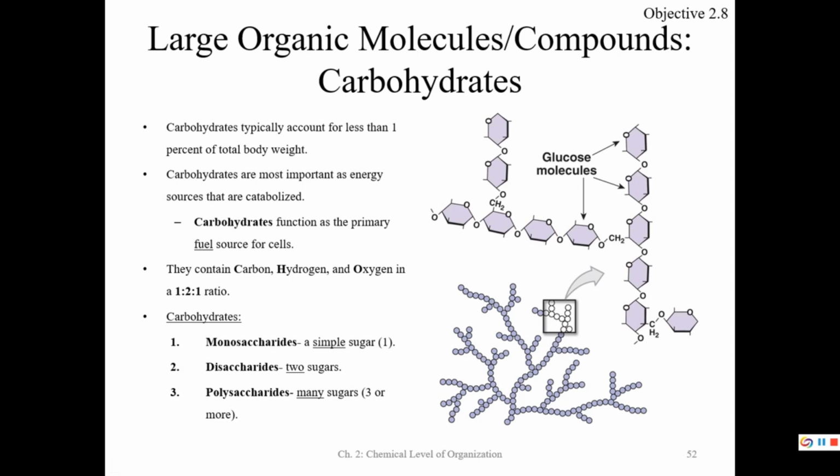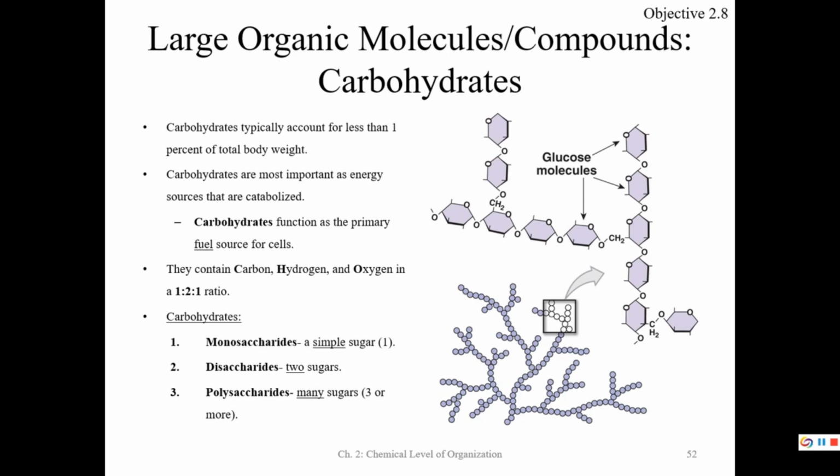Let's talk about carbohydrates. They are less than 1% of your total body weight. They're an important energy source. We catabolize them for energy. Carbohydrates are the primary fuel for cells. They have a carbon-hydrogen-oxygen ratio of 1:2:1, meaning for every 1 carbon, there are 2 hydrogens and 1 oxygen.